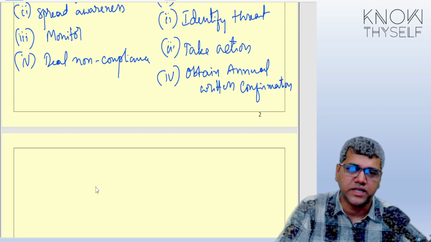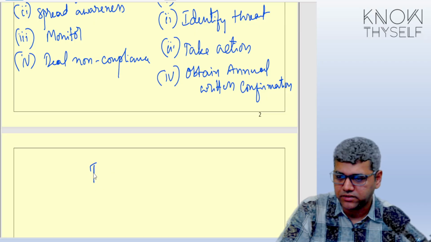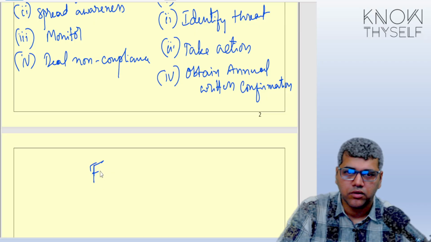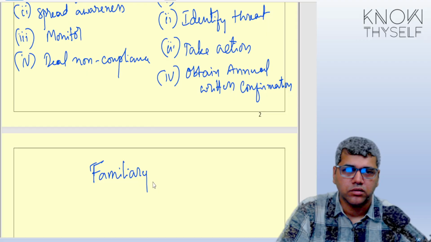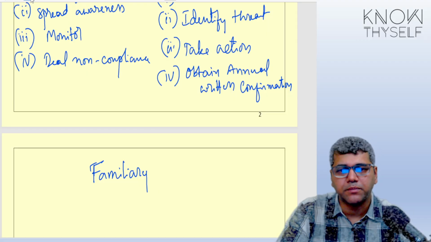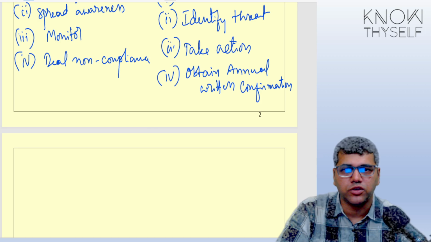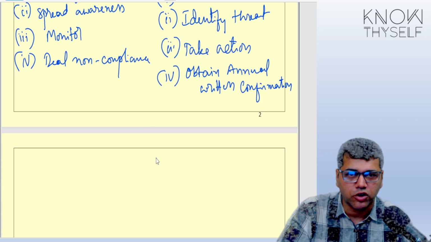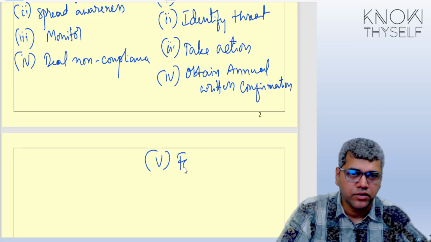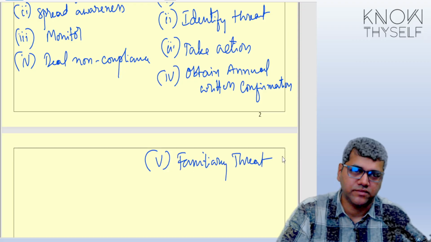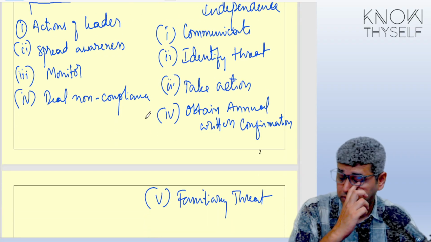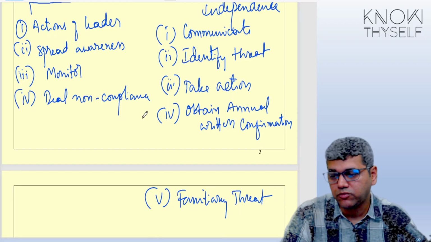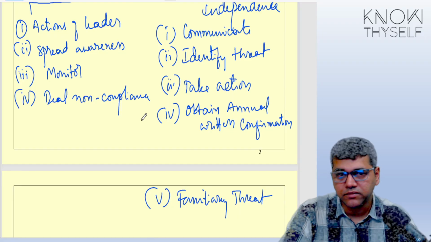Now comes one special case of familiarity threat. We can make it a part of point number 6 only, because when you talk about independence, we have to talk about point number 5, familiarity threat. We can add it as point number 5 only. Once you understand what it is, you can always explain.